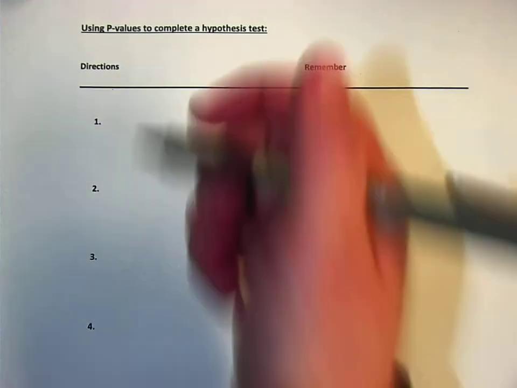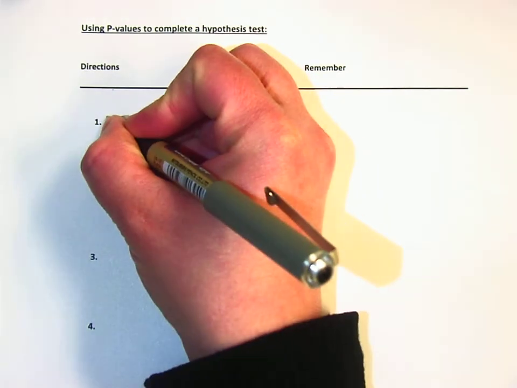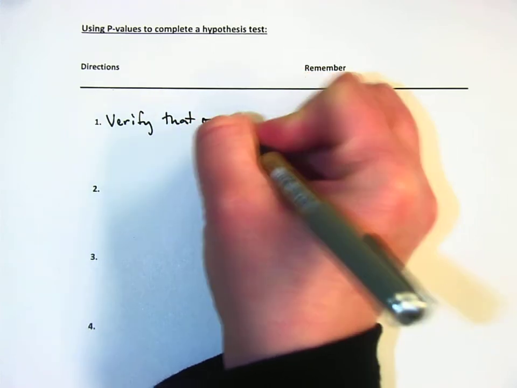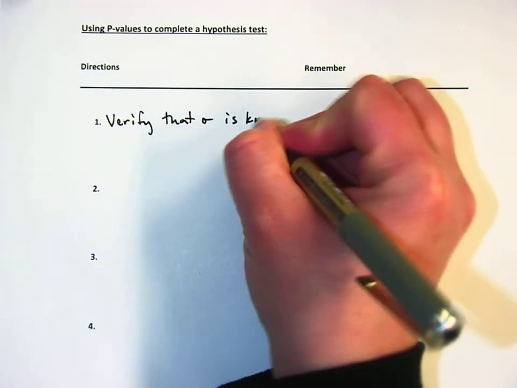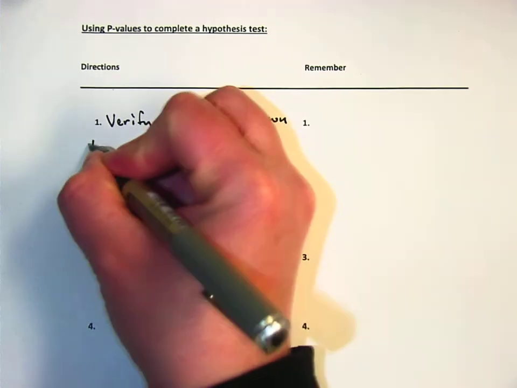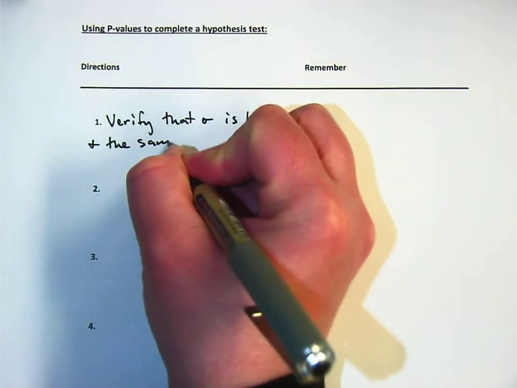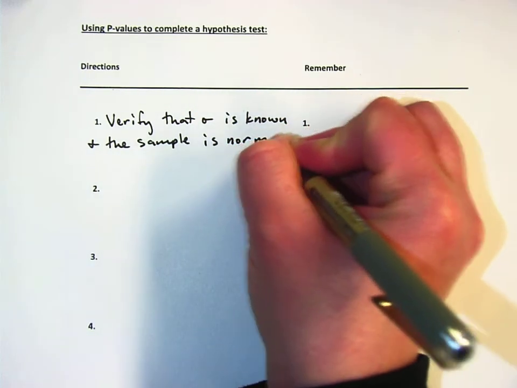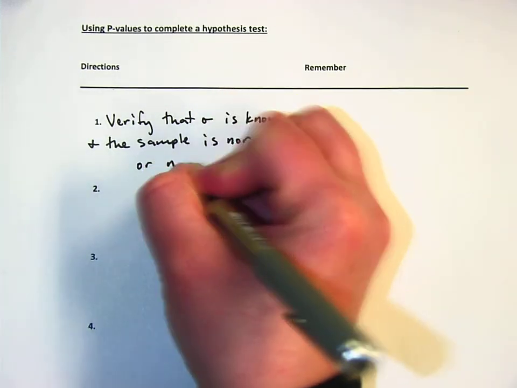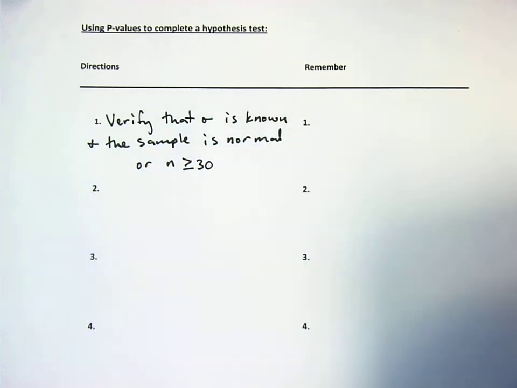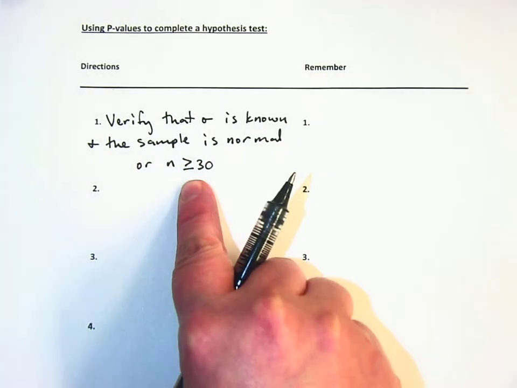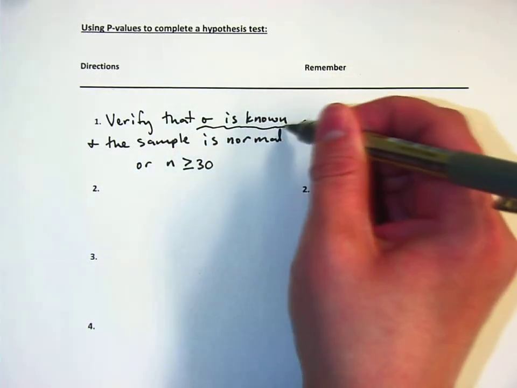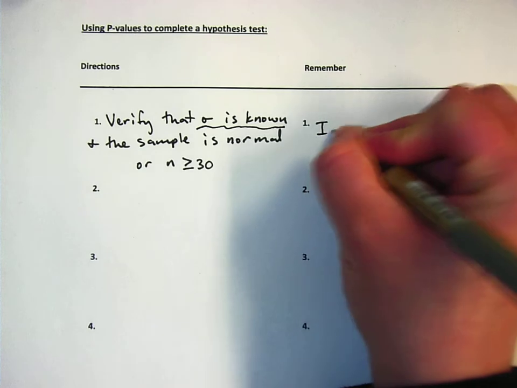So we're going to start with the first direction, which is to verify that sigma is known and the sample is normal, or n is greater than or equal to 30, central limit theorem again. So it has to be normal, or n is greater than or equal to 30, but sigma has to be known. That's the big thing here. Sigma has to be known. This is in the problem.